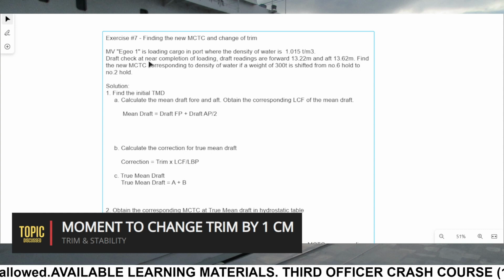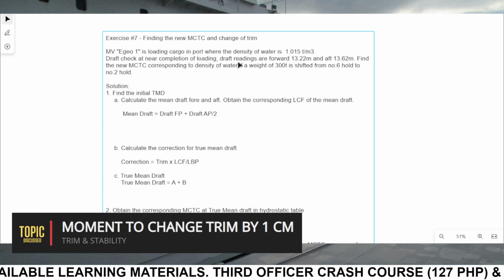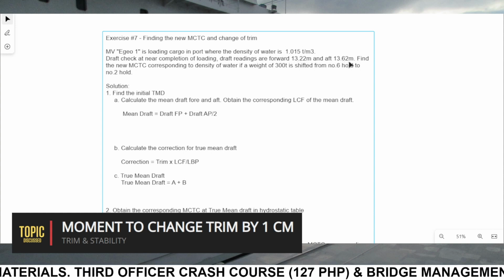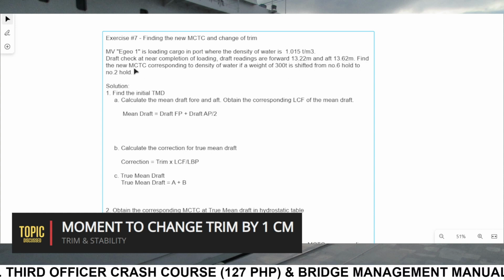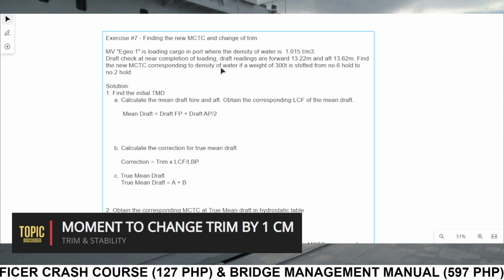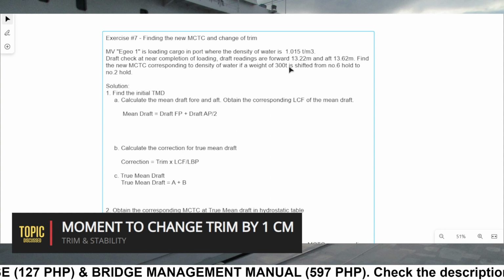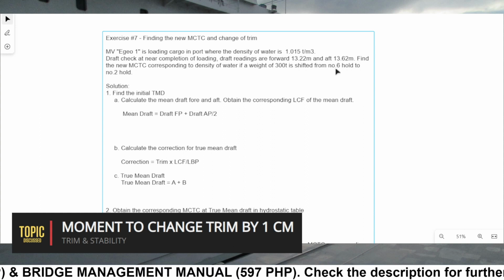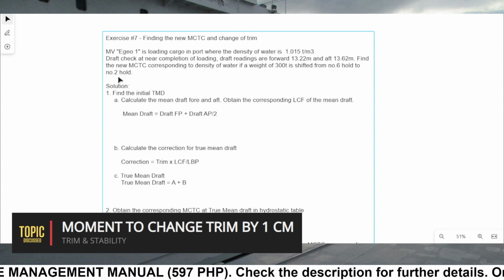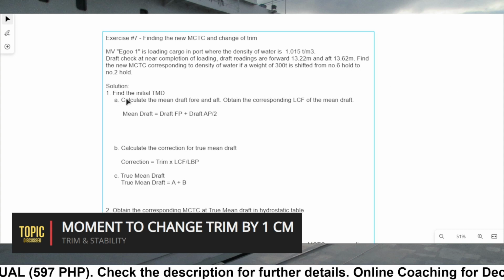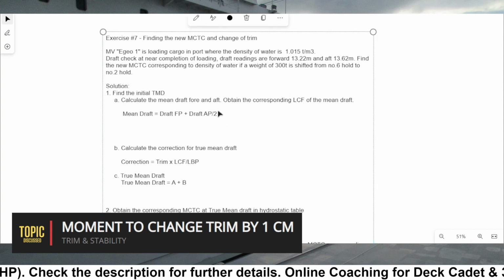Draft check at near completion of loading. Draft readings are forward 13.22 and aft 13.62 meters. Find the new MCTC corresponding to the density of water if a weight of 300 tons is shifted from number 6 cargo hold to cargo hold number 2. So we are shifting cargo. Okay, so this is the solution. I'm going to solve this in real time.